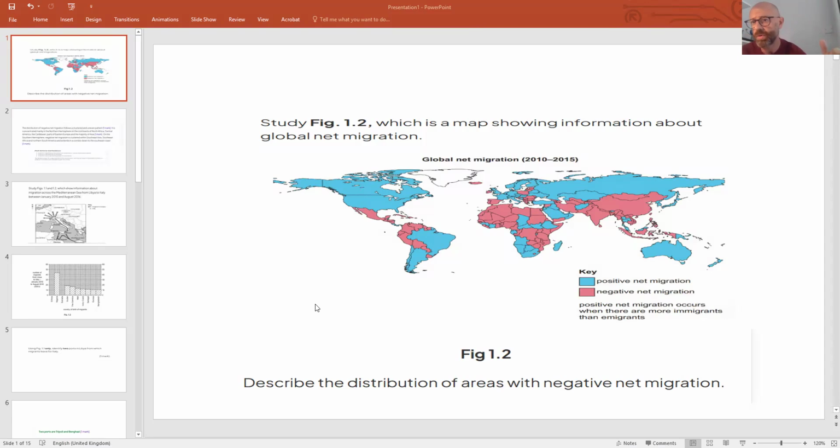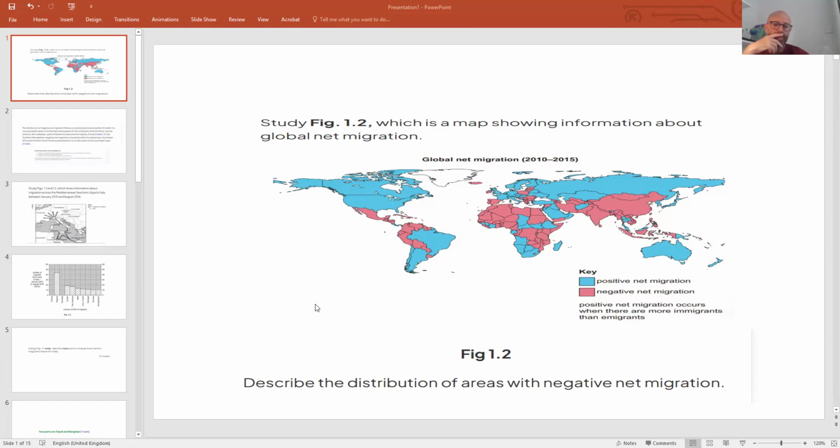Then we'll look at population distribution. I think that might have come up in your paper 2, so it might not come up again. We'll look at various themes, okay? So, as usual, looking at this, it's very familiar. This is a map that could come up on any area because it's a choropleth map that gives us information. This time it's about migration. We know we often describe these things and we know the sort of terminology we need to use to describe, okay? So figure 1.2 is a map showing information about global net migration.